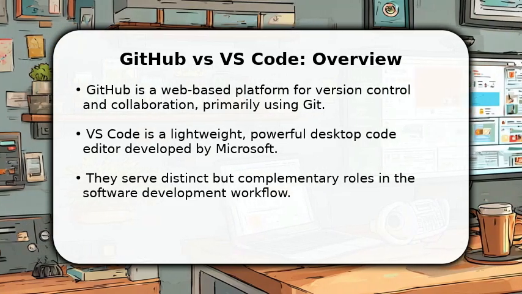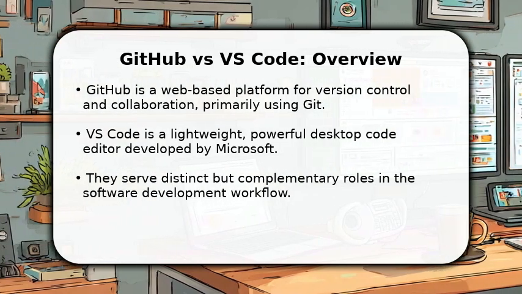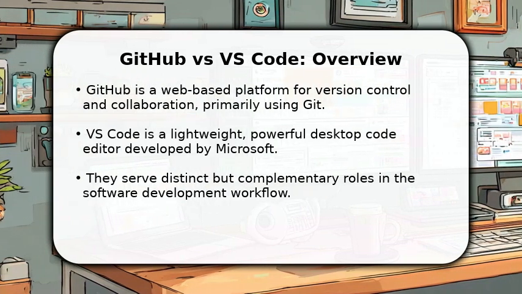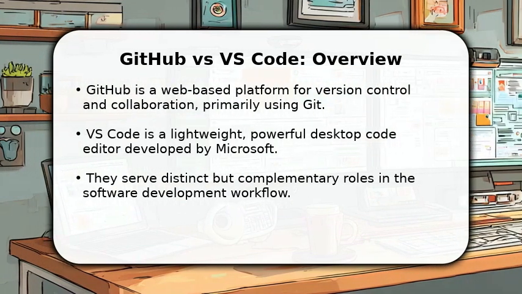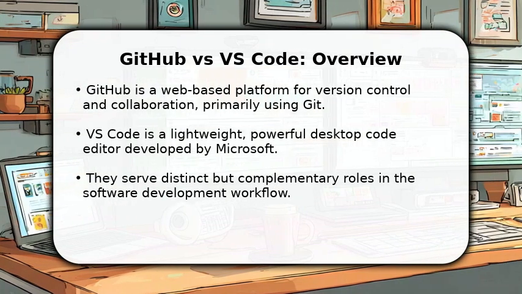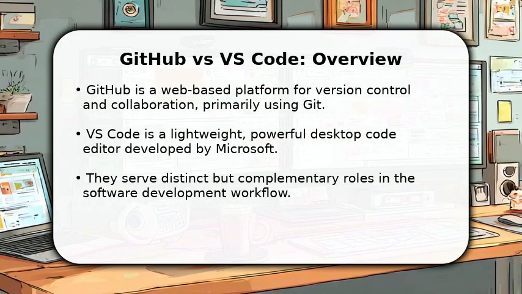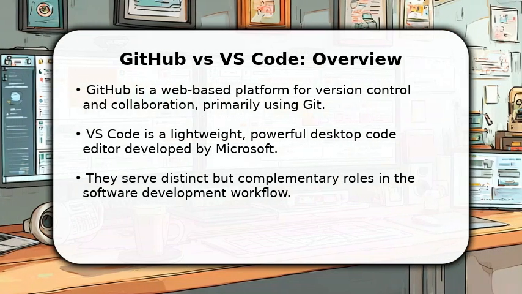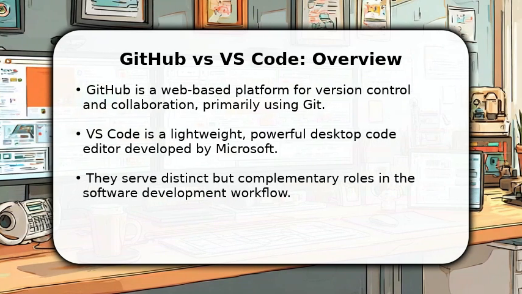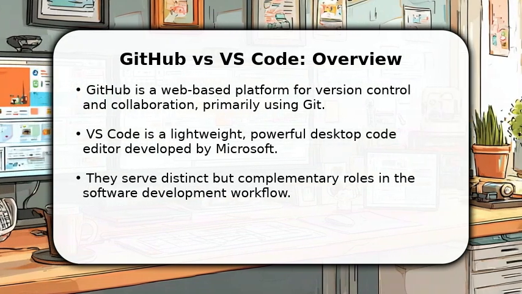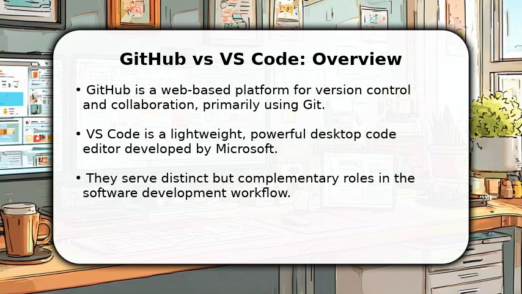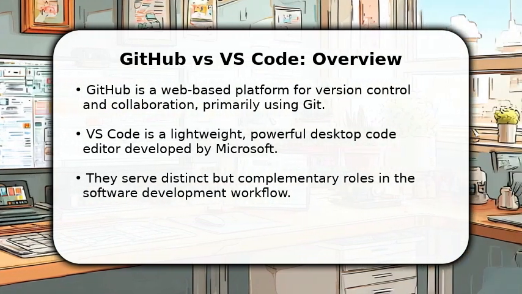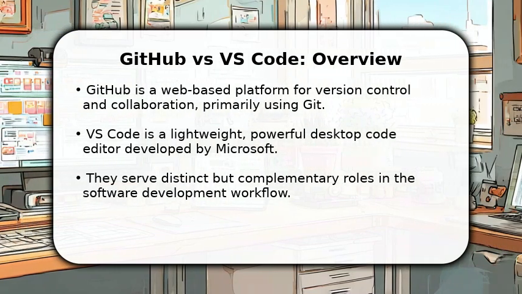In this video, I will compare GitHub versus VS Code. GitHub is a web-based platform primarily for version control and collaborative code hosting, built around Git. It's where you manage your repositories, track changes, and work with teams. VS Code, on the other hand, is a powerful, open-source desktop code editor developed by Microsoft. It's your local workspace for writing, debugging, and editing code. They serve distinct but highly complementary roles in the software development lifecycle, each excelling in its specific domain.